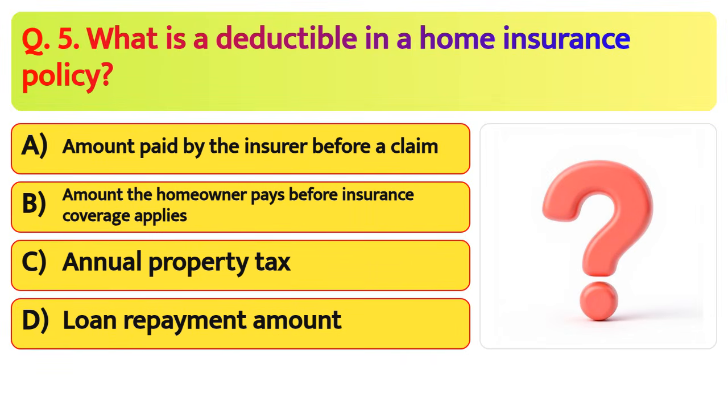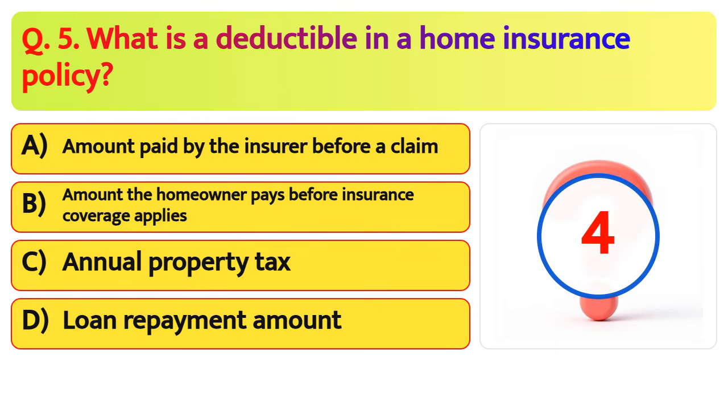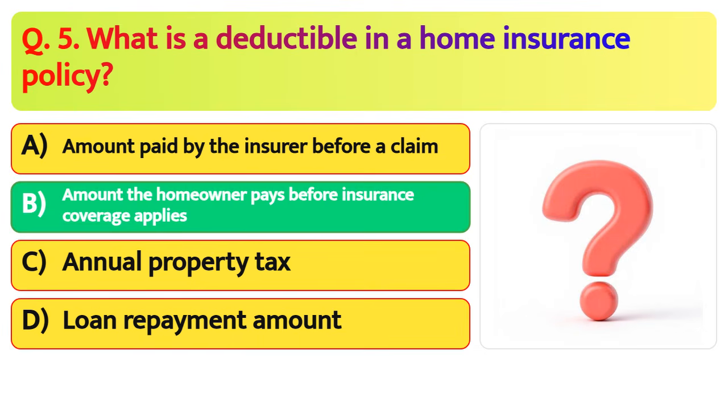Question 5. What is a deductible in a home insurance policy? Option A. Amount paid by the insurer before a claim. Option B. Amount the homeowner pays before insurance coverage applies. Option C. Annual property tax. Option D. Loan repayment amount. Correct option is amount the homeowner pays before insurance coverage applies.